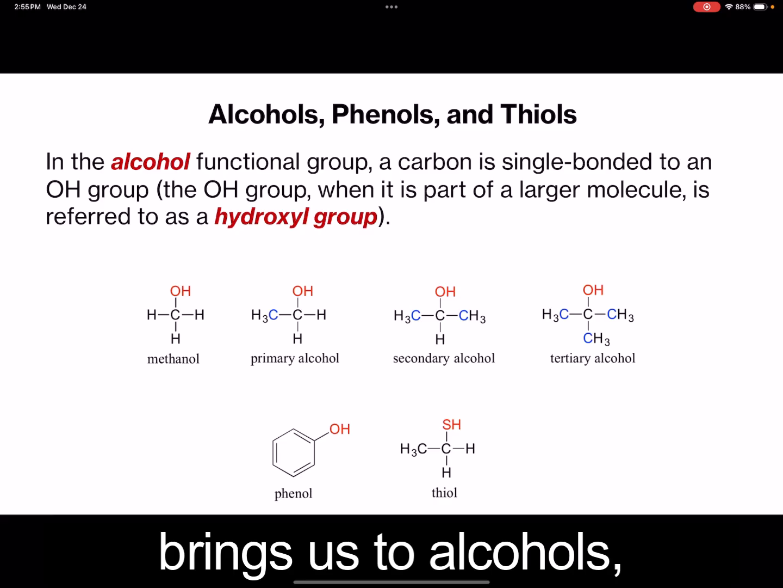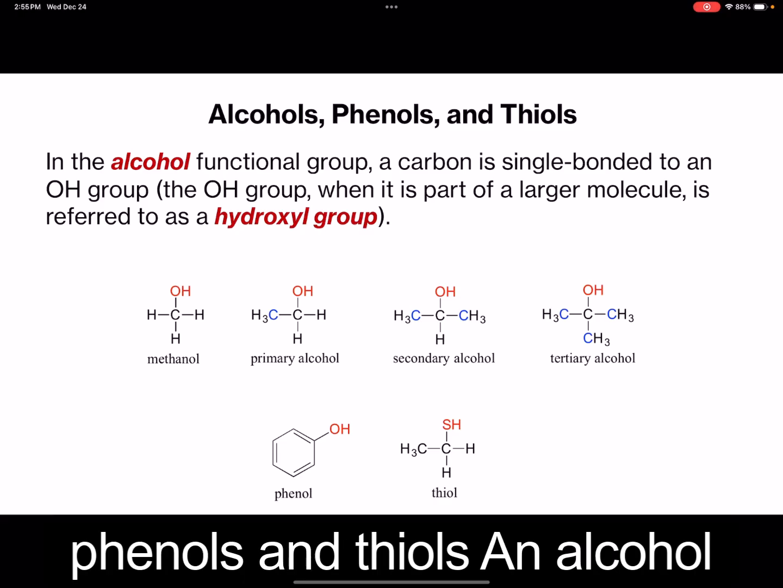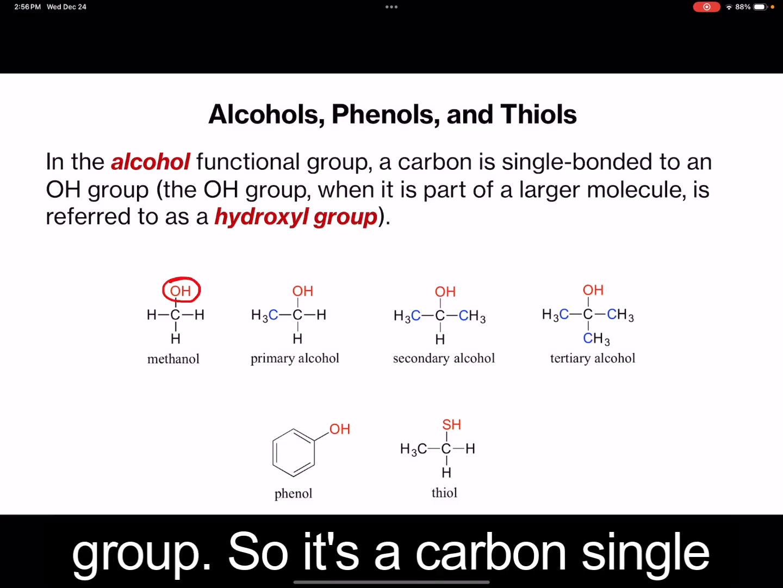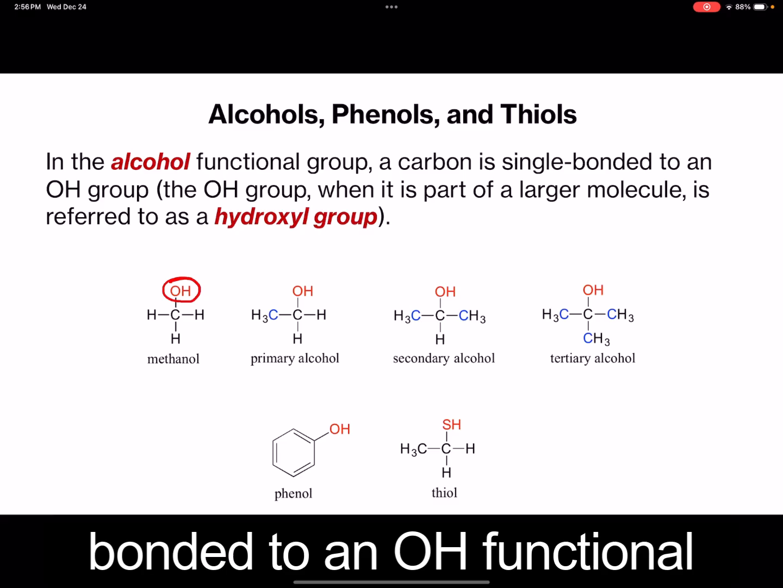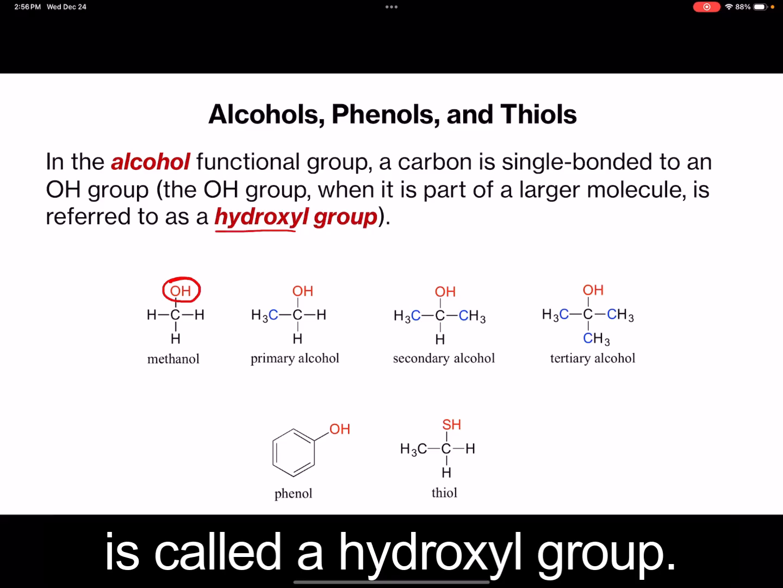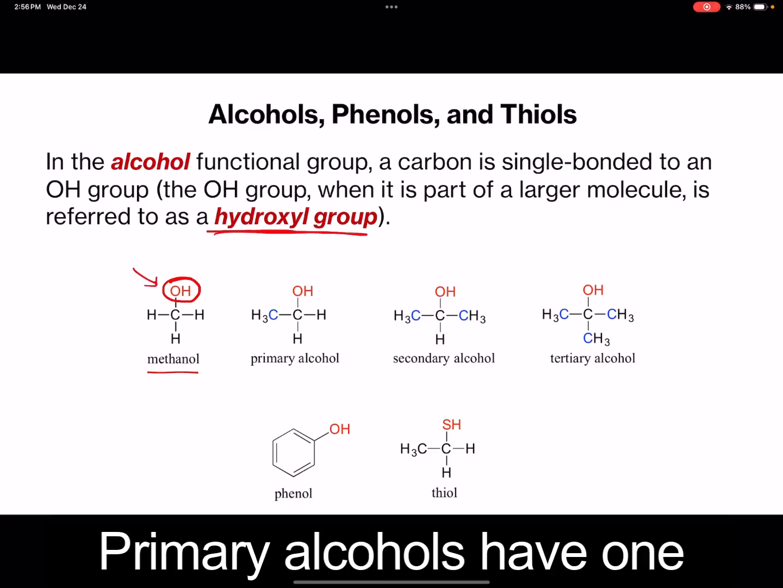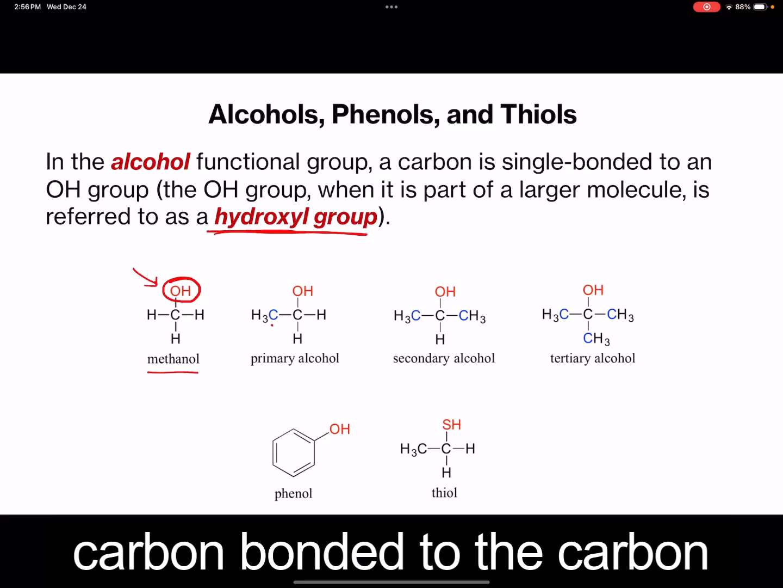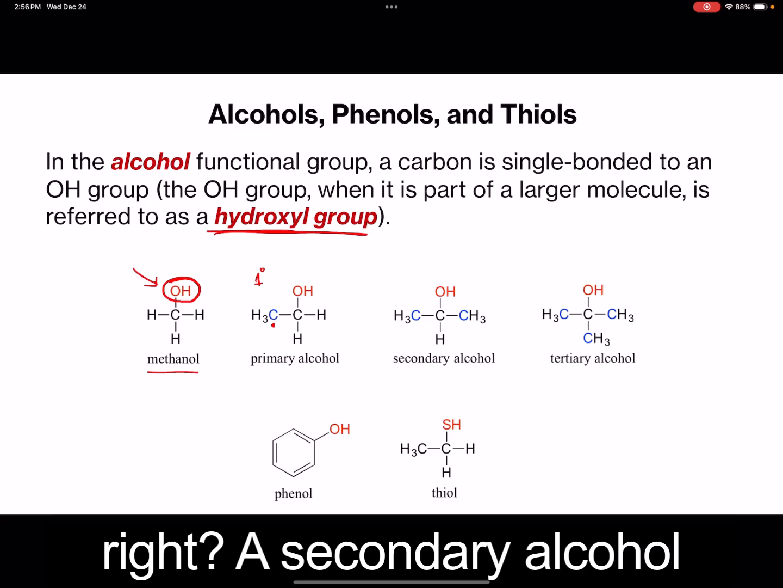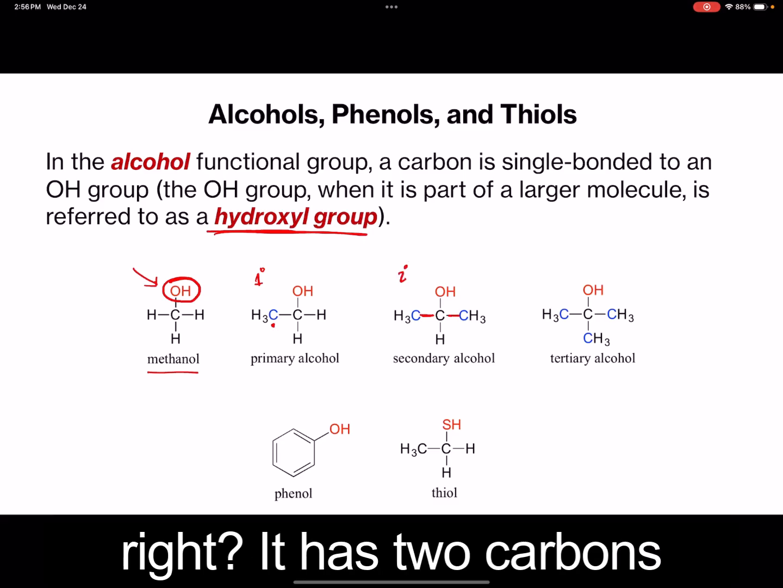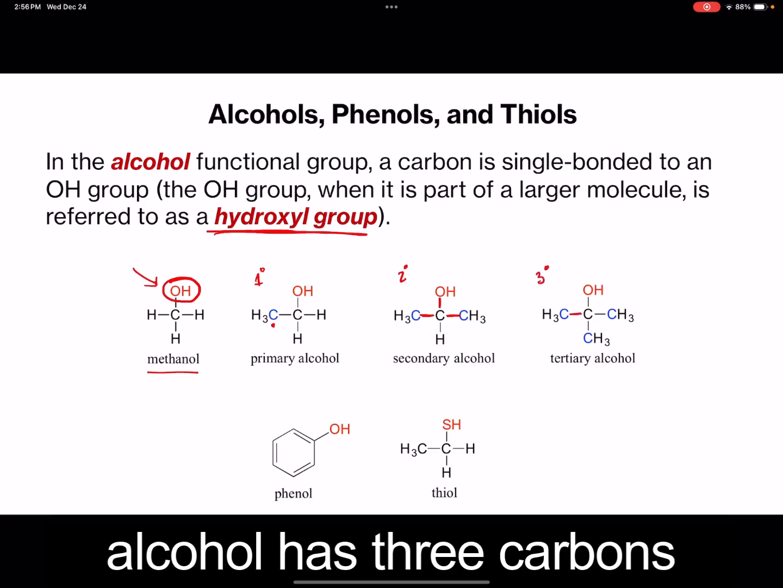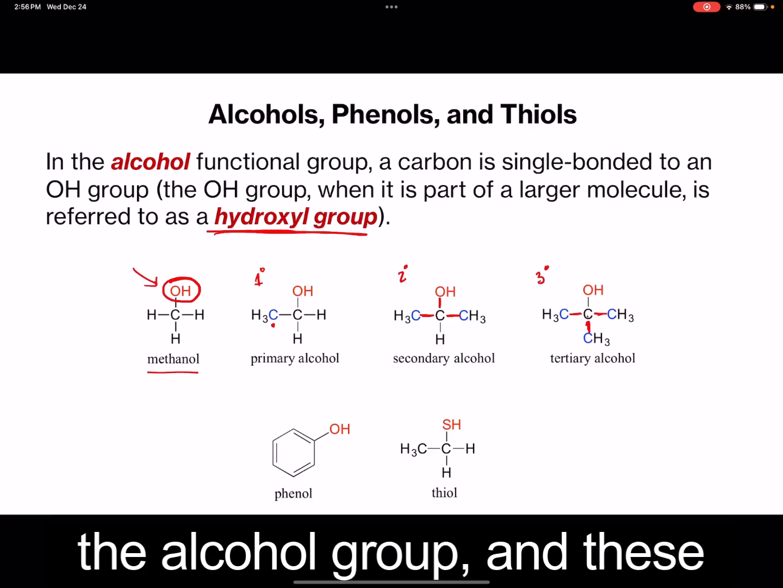This brings us to alcohols, phenols, and thiols. An alcohol functional group has an OH group. So it's a carbon single bonded to an OH functional group. When this is part of a larger molecule, the alcohol is called a hydroxyl group. Primary alcohols have one carbon bonded to the carbon that has the alcohol. So there's a primary alcohol, right? A secondary alcohol has 2 carbons bonded to the carbon with the alcohol. And a tertiary alcohol has 3 carbons bonded to the carbon with the alcohol group.